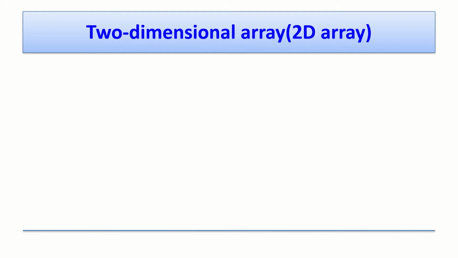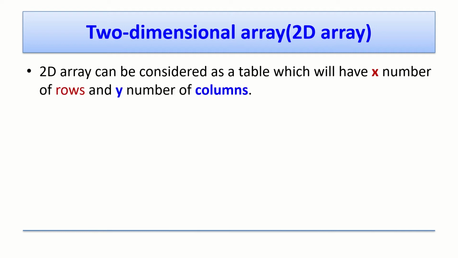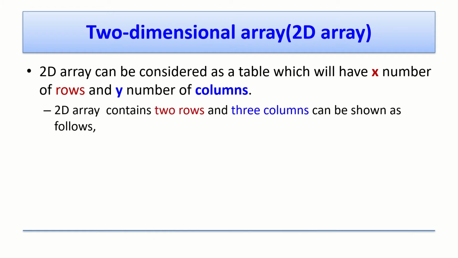Let's take a two-dimensional array, or simply a 2D array. A 2D array can be considered as a table which has x number of rows and y number of columns. For example, let's take a 2D array which contains two rows and three columns. Then it can be shown something like this.